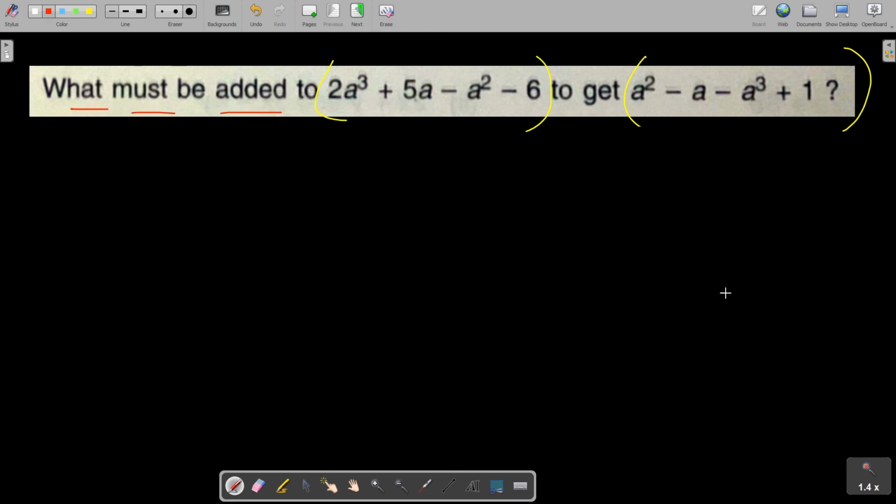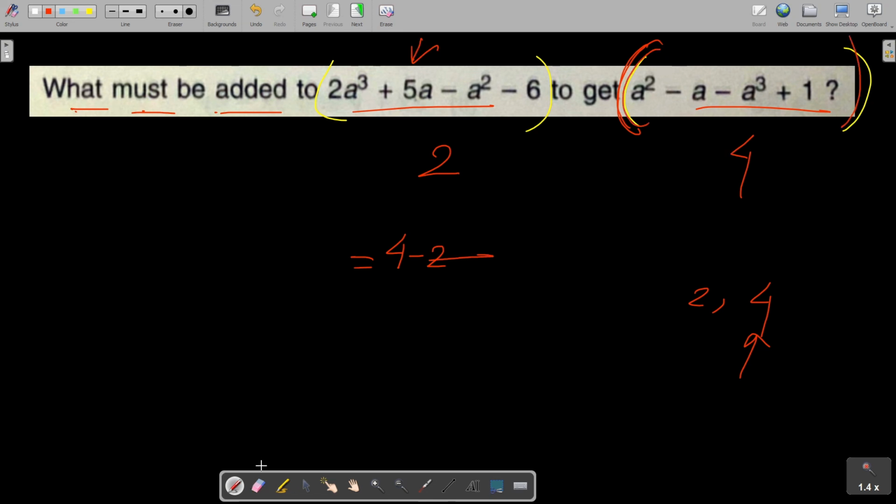Let me take two random numbers, 2 and 4. Which one is bigger? Obviously 4. So I'll put these numbers in place of these expressions. I will write it like this: what must be added to 2 to get 4? Now it makes more sense. What must be added? How to get this? It's simply 4 minus 2. So we identified we need to subtract this from this one.